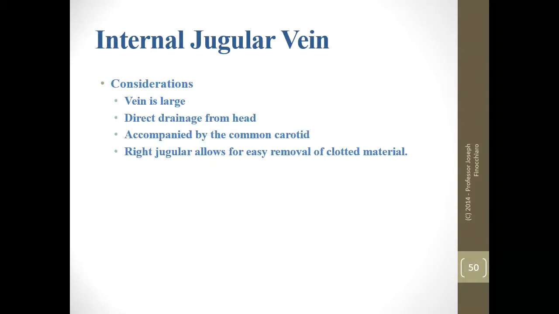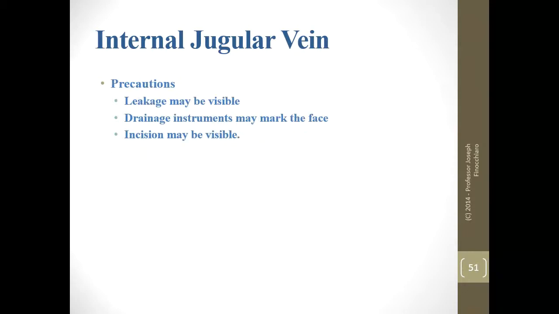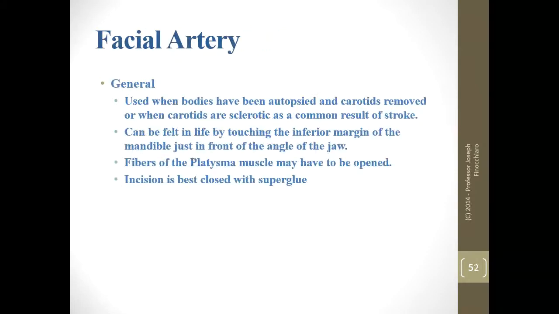It is huge. You get direct drainage from the head. Everything just kind of clears right out, accompanied by the biggest artery that we can use in an adult body, and the jugular allows for easy removal of clotted material. However, leakage may be visible. Drainage instruments mark the face. Incision may be visible. All the same exact things that happen with the artery can happen with the vein.